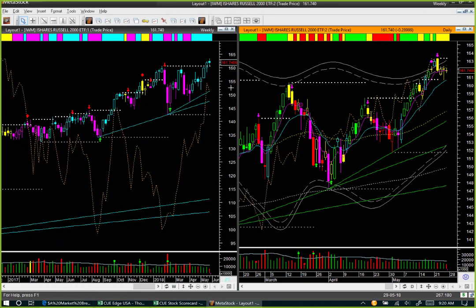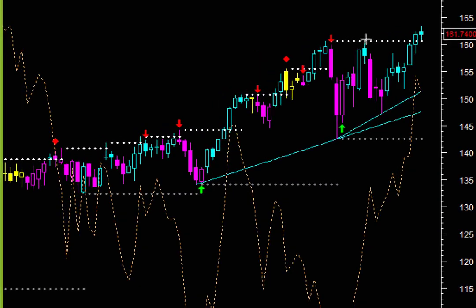Last of the 4 ETFs that we study, Russell 2000 ETF, IWM. This is the only one that was in solid uptrend. It broke out above the pivot resistance level, watermark resistance level last week and made a new all-time high. This week has an indecisive shape candle with both upper and lower tails, very narrow body.